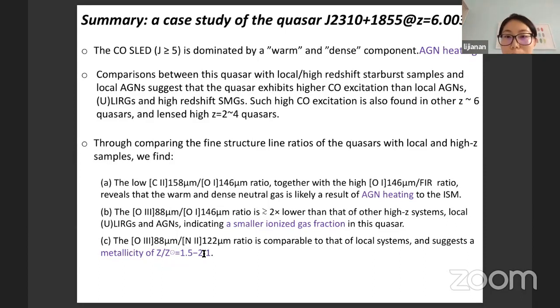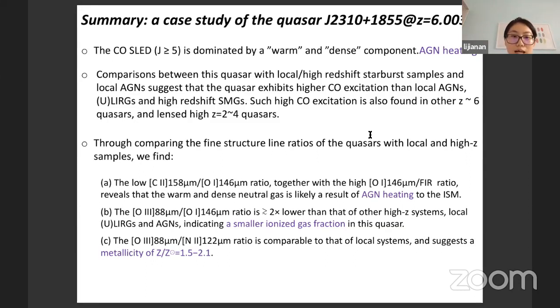Thanks. Thanks, Jianan, for a nice talk. We have time for very few questions. So one question is, do you think the CMB has any effect on the line ratios seen? Oh, the CMB? Yeah, the CMB.